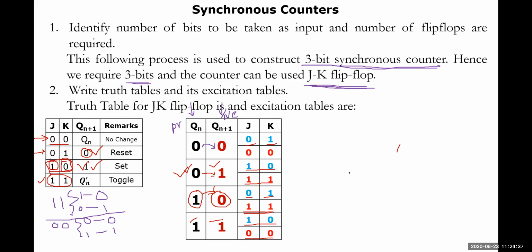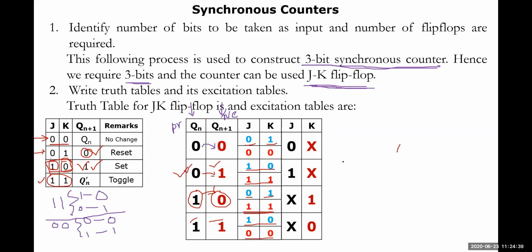Based on this, we would like to draw something like this. J will be 0 actually. In these two cases, J will be fixed, but K will alternate, either 0 or 1.